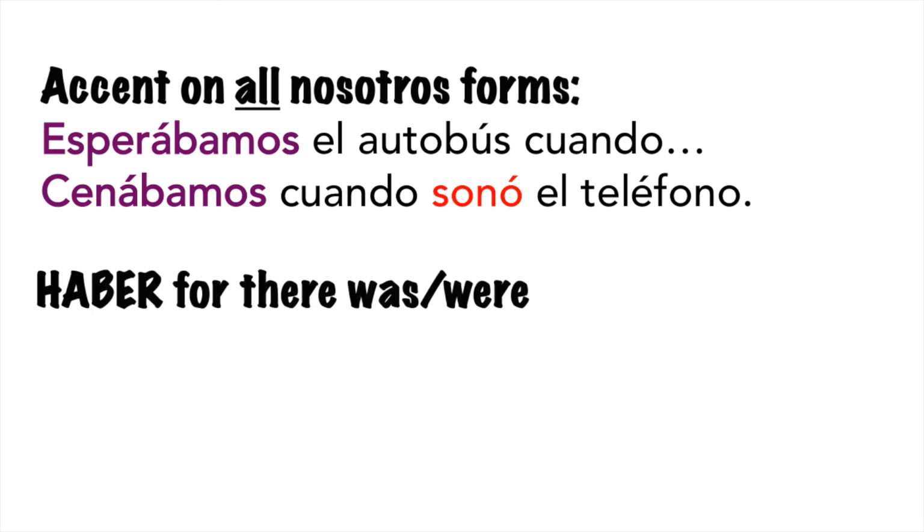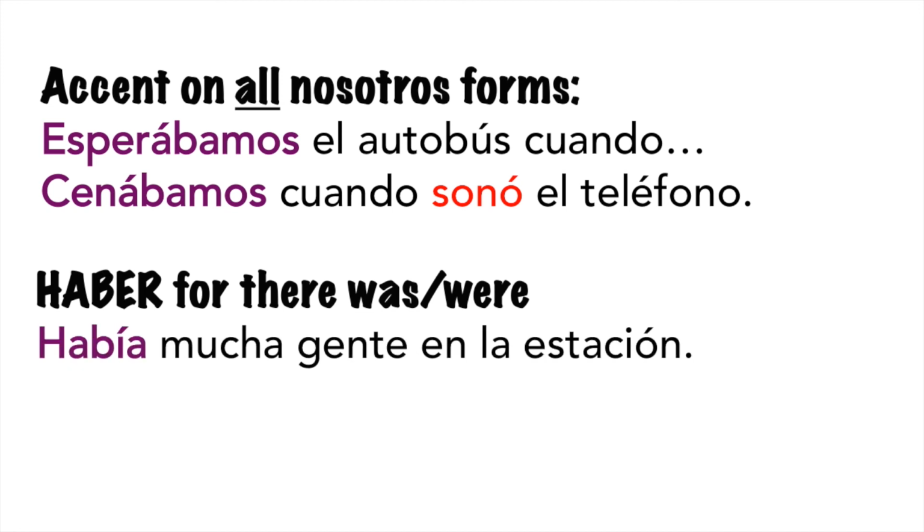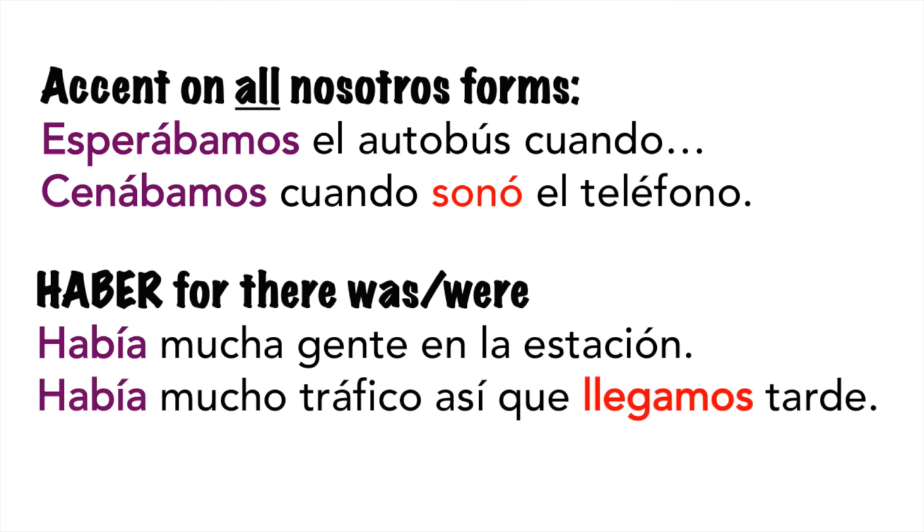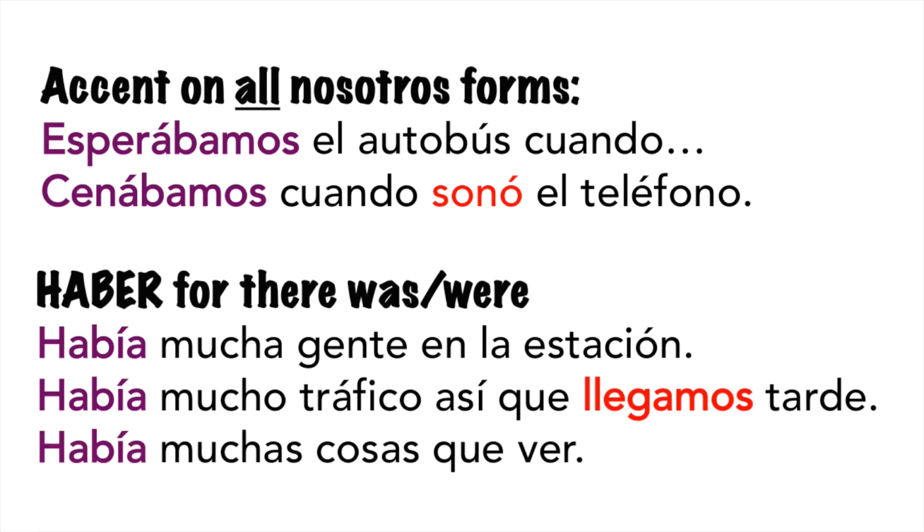Next, to describe the existence of something in the past, we use the imperfect of haber, which is había. Había is invariable for singular or plural nouns. For example, había mucha gente en la estación. There were a lot of people in the station. Había mucho tráfico, así que llegamos tarde. Describing that there was a lot of traffic, so we arrived late. Notice how the first verb gives the description of what was there. The second verb is a completed action, and we don't use the imperfect for completed actions in the past. Había muchas cosas que ver. There were lots of things to see.